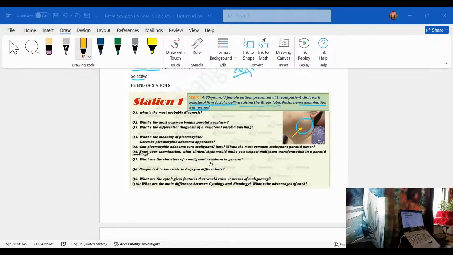Okay, nine stations we have seen till now. This will be station number 10.